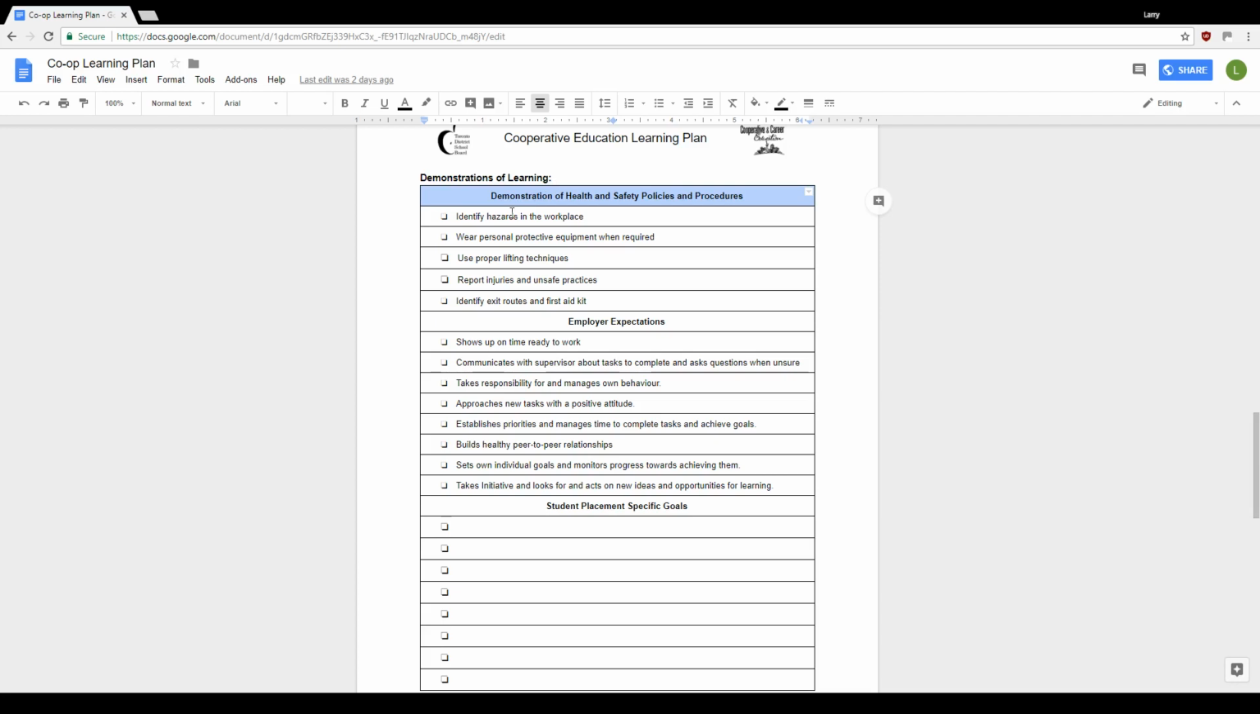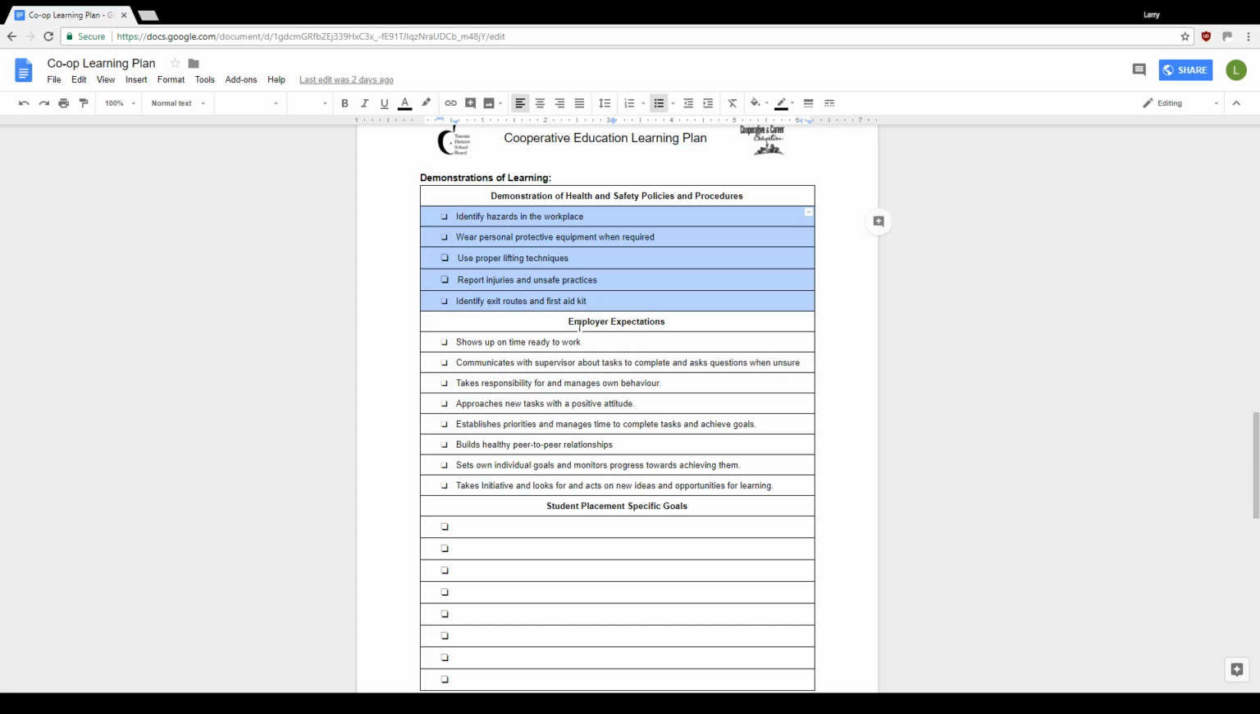Basically it says you have to be able to do these five things: identify hazards in the workplace, wear protective equipment, use proper lifting, report injuries, and identify exit routes and the first aid kit. These are all things that we've discussed together in class and also when I've come out to visit you, fill out the placement assessment, and speak to you and the supervisor. So there should be nothing here that we haven't talked about.